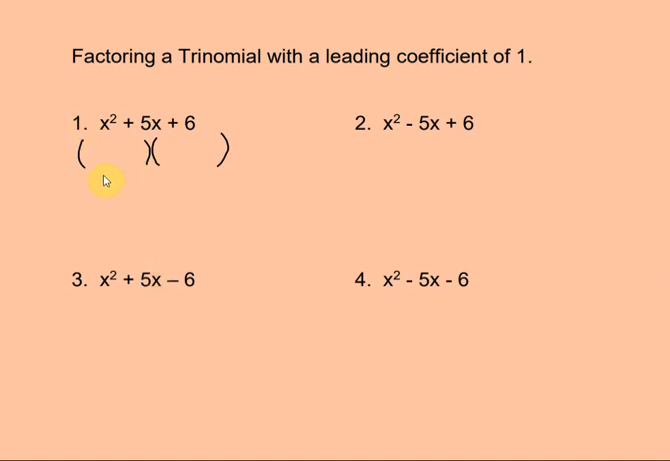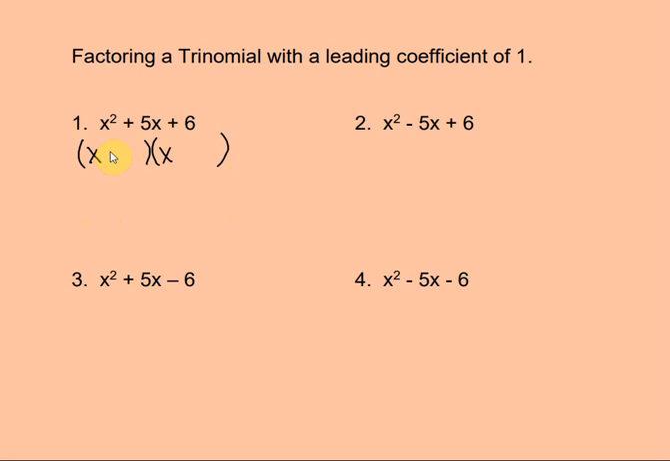So that means that whatever we put in these first two spots, just like foil, the first two spots have to multiply to give us the first term. Whatever goes in the last two spots have to multiply to give us the last term. And then the outer and inner, the O and the I of foil, are going to combine to give me my middle term. So for the first term, what would we multiply to get x squared? X times x would give us x squared.